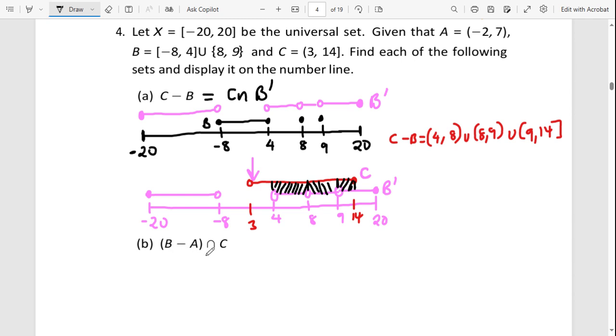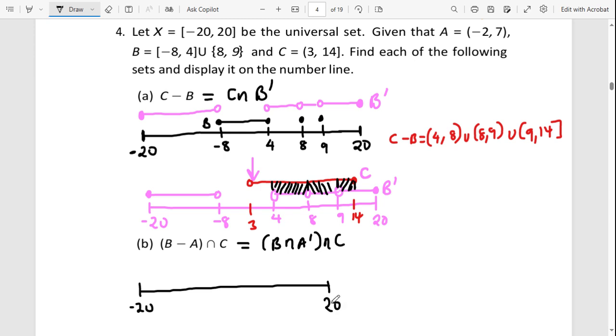So B minus A intersection C. So this is B intersection A complement intersection C. So we'll start with the A complement. Please follow well, alright? The set A, remember first to put the universal set, negative 20 up to 20. The set A is from negative 2 up to 7. Negative 2 is not included. 7 is also not included actually.